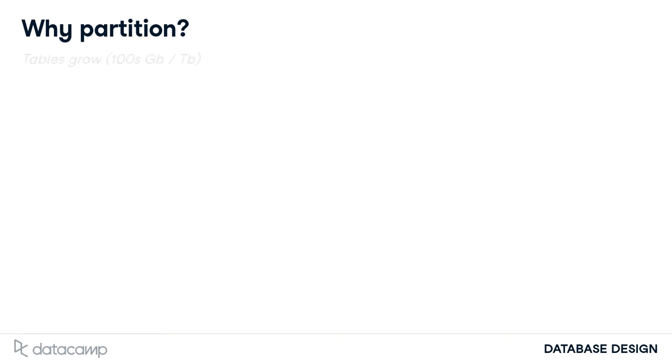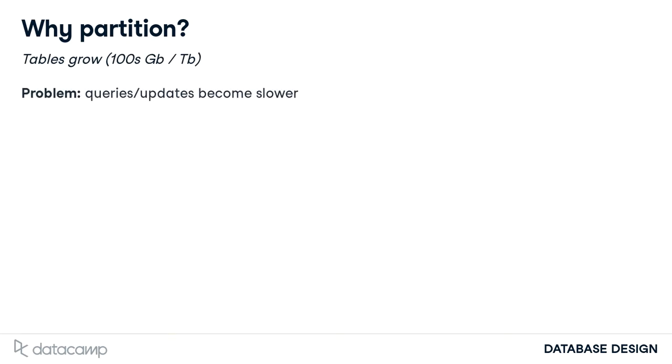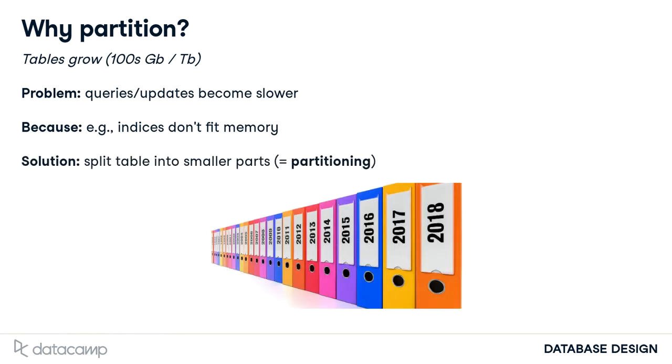When tables grow, we're talking hundreds of gigabytes or even terabytes here, queries tend to become very slow. Even when we've set indices correctly, these indices can become so large they don't fit into memory. At a certain point, it can make sense to split a table up into multiple smaller parts. We call the process of doing this partitioning.